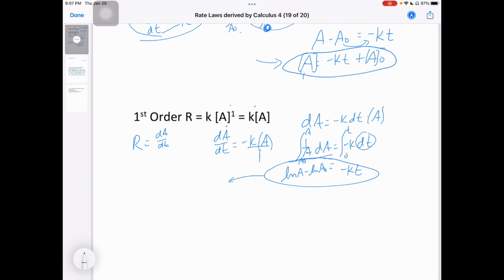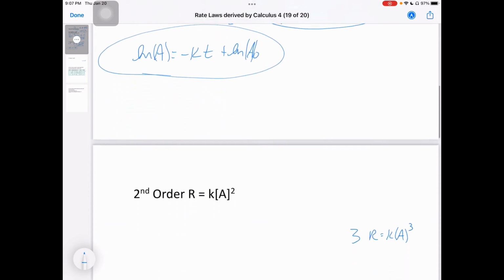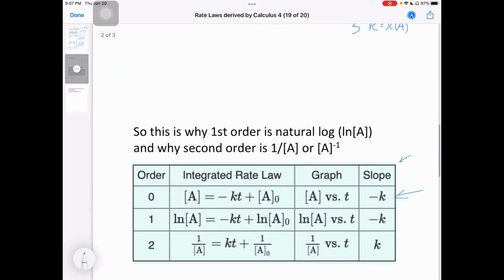Okay, so I'm going to say that the integrated rate law, the natural log of A equals, let's add ln of A0 to both sides, equals negative kt plus ln of A0. Ta-da! So right now, let's go down and look at the integrated rate law, and the slope again is negative k.